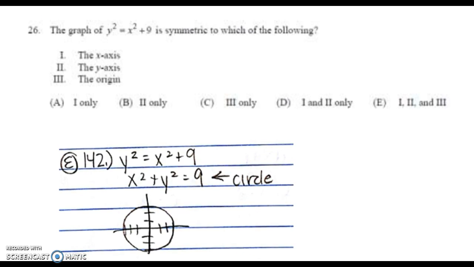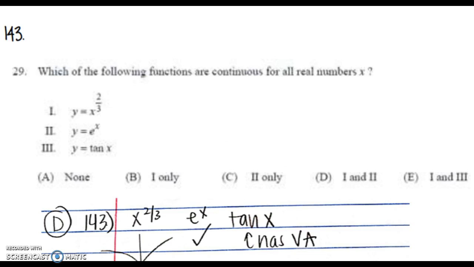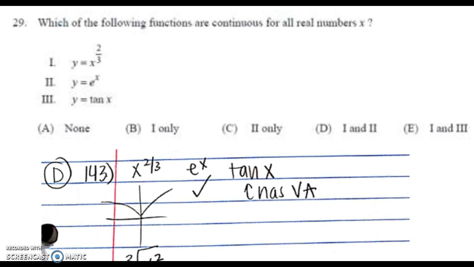So this one can be a little misleading, so I would suggest if you have something with options, I would try to get a sketch if I could. So y equals x squared plus 9 is actually a circle, so I drew it out, and then I saw, well, it's symmetric to the y-axis, the x-axis, and the origin. Continuous. Just do little sketches of each of them.